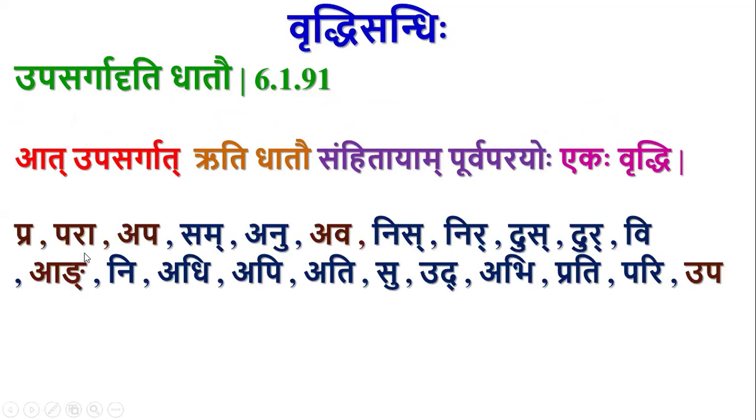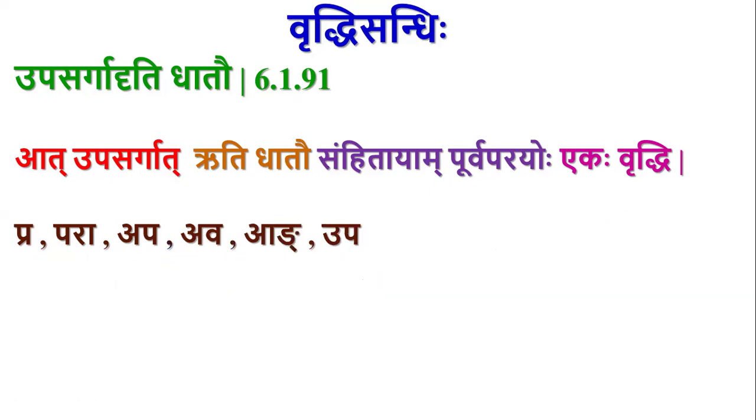Totally 6 upasargas end with a. Pra ends with a, para ends with akara, apa, ava, ang and upa. These 6 end with akara. So this sutra is applicable when these upasargas are followed by rukaradi dhatu, hrasva rukaradi dhatu specifically. So this is not applicable for other upasargas like sam, anu, nis, nir, because they don't end with akara. So these are the 6 upasargas.